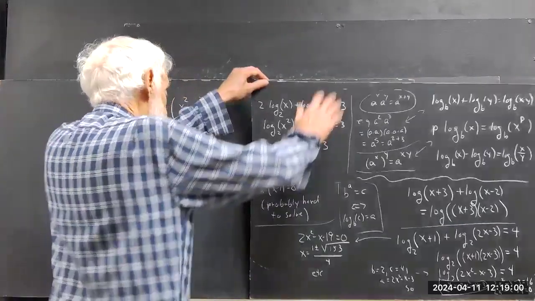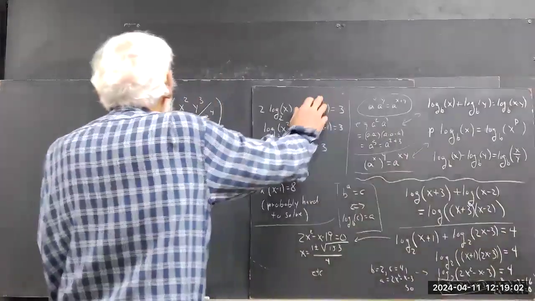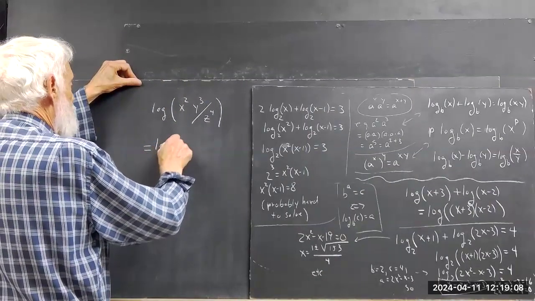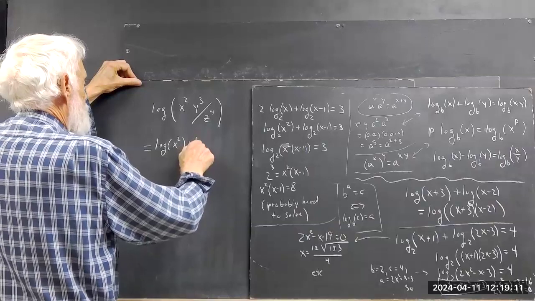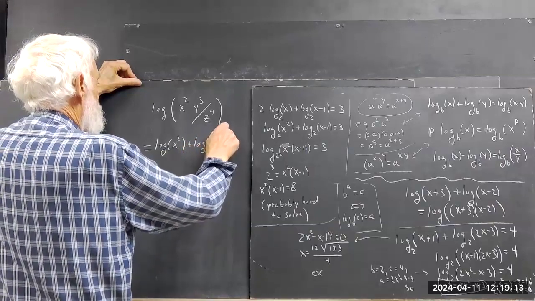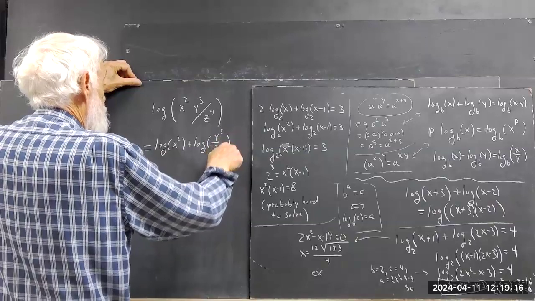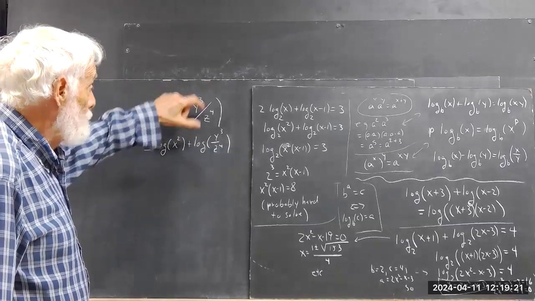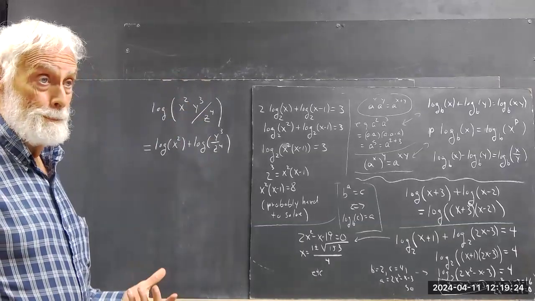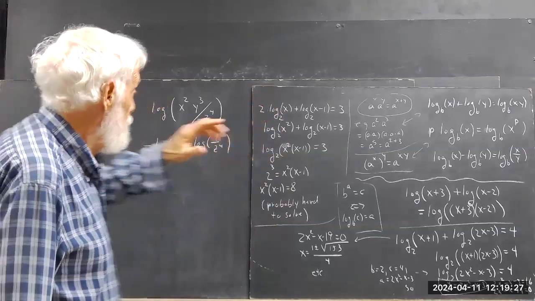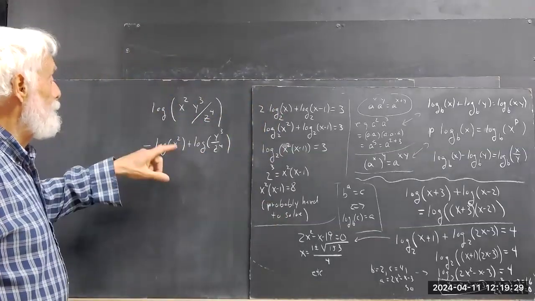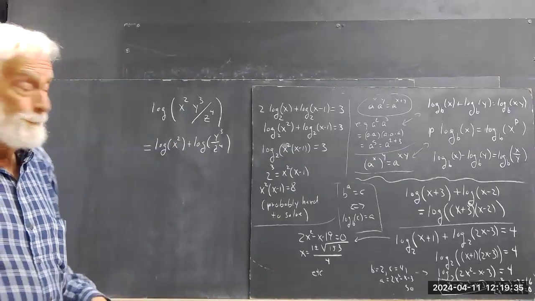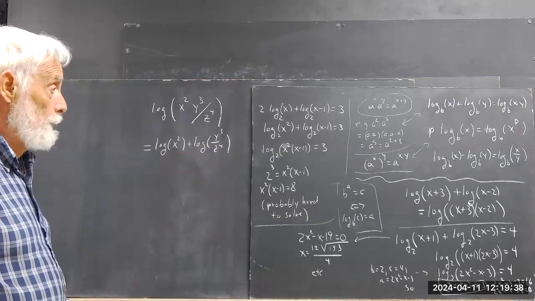So I could write this as the log of x squared plus the log of y cubed over z to the 4th. I mean, this is x squared times y cubed over z to the 4th, right? So a log of a product of two things is the sum of those two logs. Okay. Now, what could I do with the log of y cubed over z to the 4th?